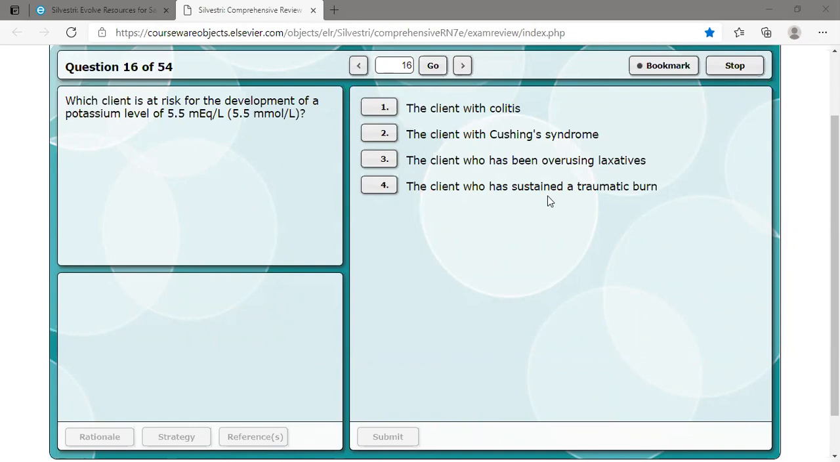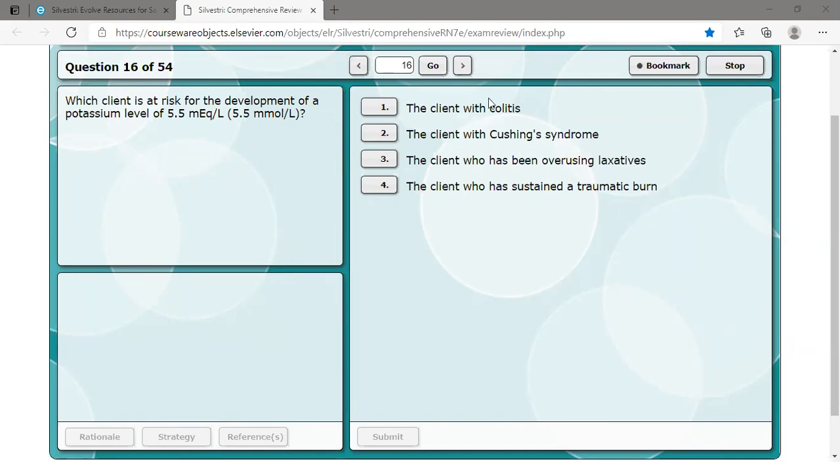So first of all, the major causes of hyperkalemia: uncontrolled diabetes or diabetic ketoacidosis, or metabolic acidosis, salt substitutes, kidney failure patients, or if the patient takes a medication called spironolactone. Traumatic burn patients also have a chance to develop hyperkalemia.